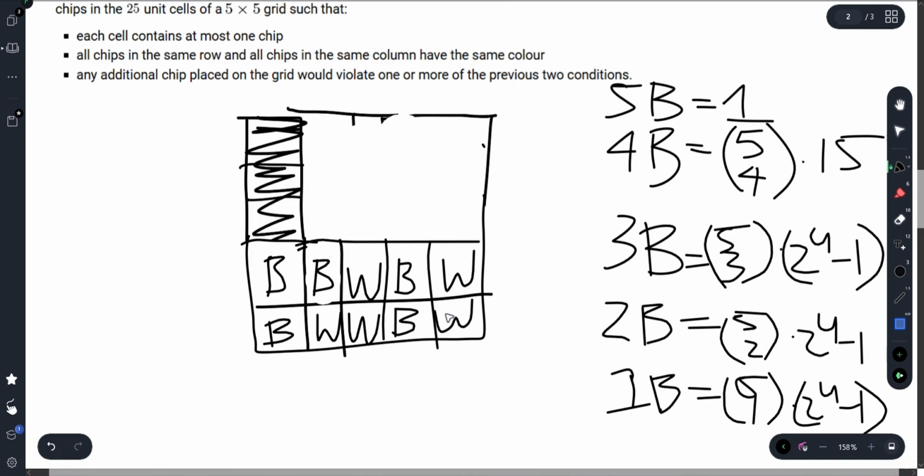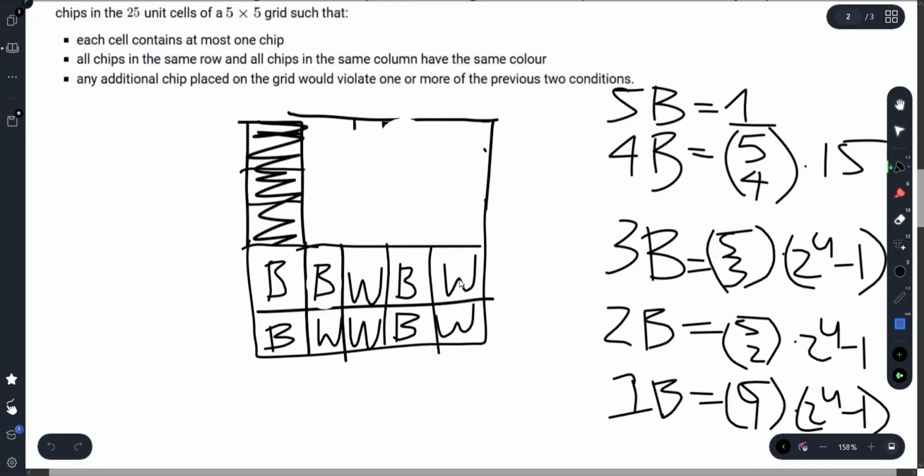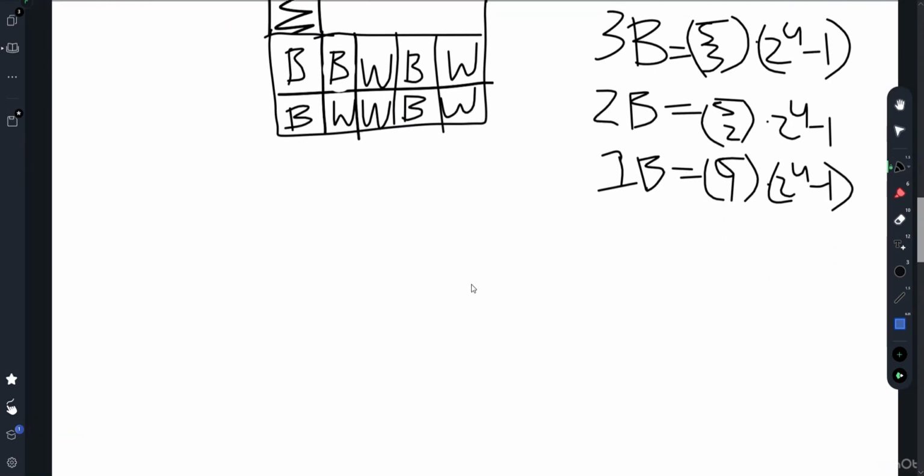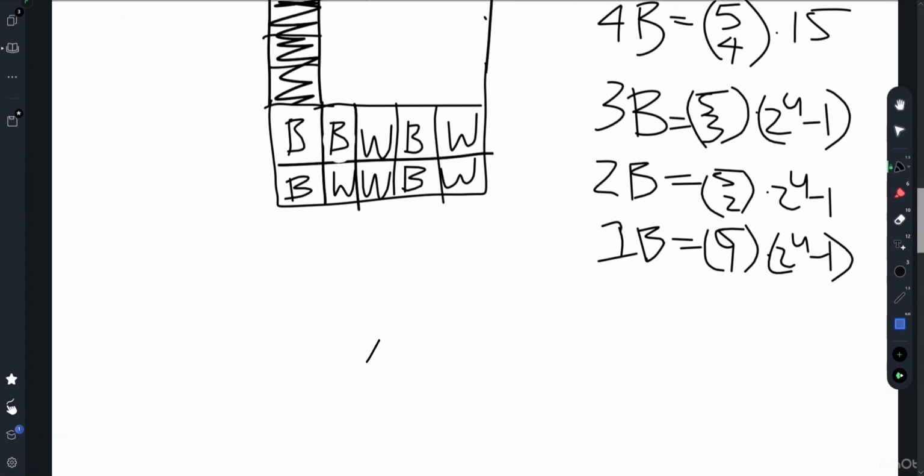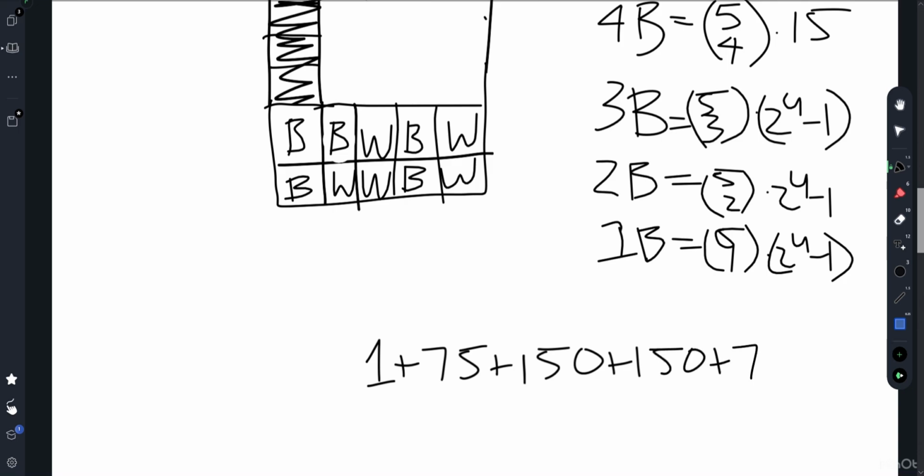Okay. So what we have now is 1 plus 75 plus 150 plus 150 plus 75. This gives us 451, and multiplying this by 2 is 902, which is our answer.